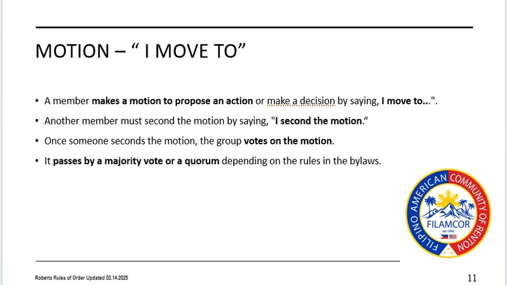Motion. A member makes a motion to propose an action or make a decision by saying, I move to. Another member must second the motion by saying, I second the motion. Once someone seconds the motion, the group votes on the motion. It passes by a majority vote or a quorum depending on the rules and the bylaws.